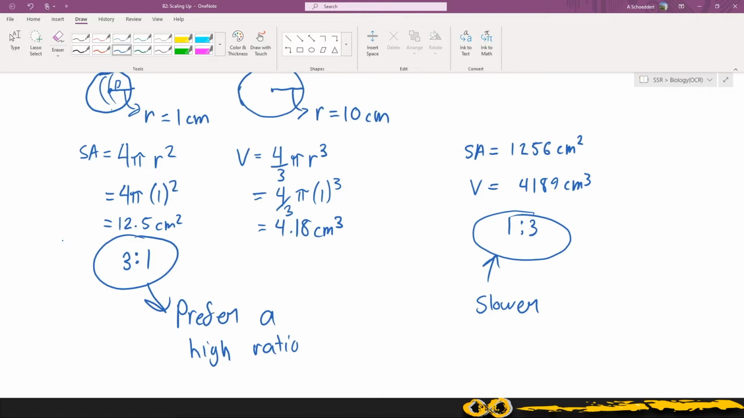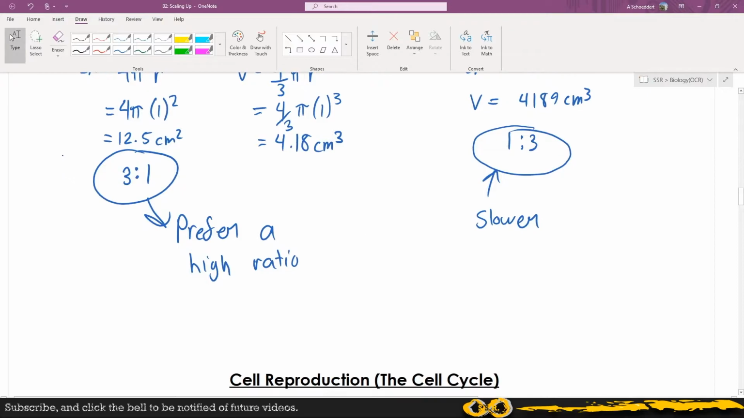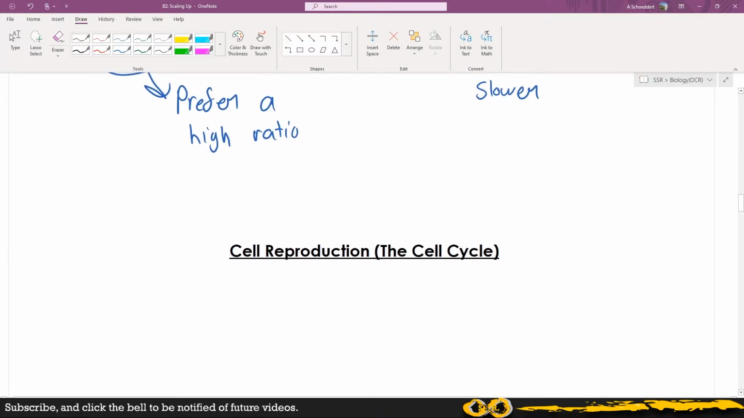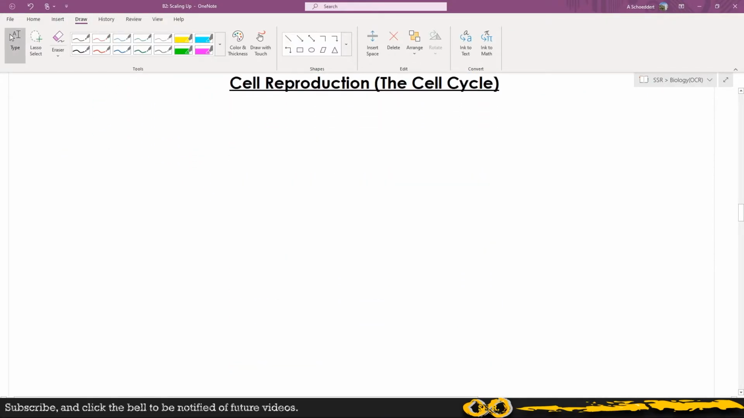When your cells get too big, or you need more cells because you're growing, or because you've injured yourself and you need to repair that, then we have to go to the cell cycle. In order for the cell to copy itself, it needs to first make a copy of the genetic material that's in the cell. And the reason it has to do this is because that genetic material is the code for how that cell is going to function. So if we don't copy the DNA, then we aren't able to function as a new cell.